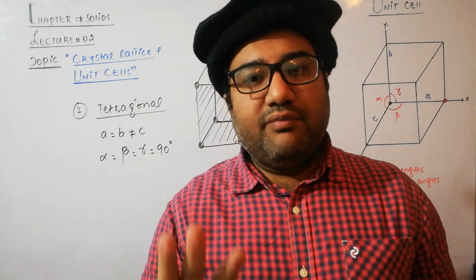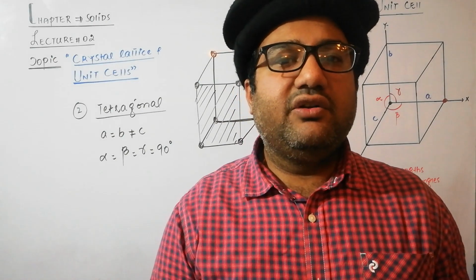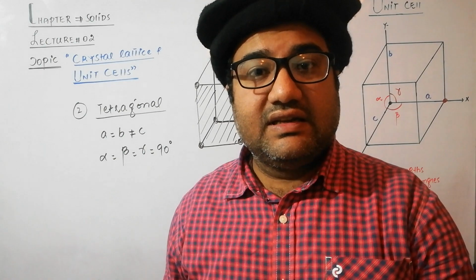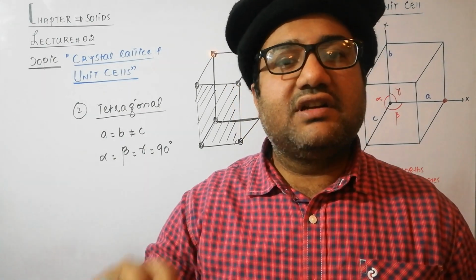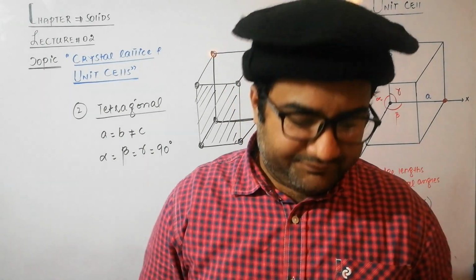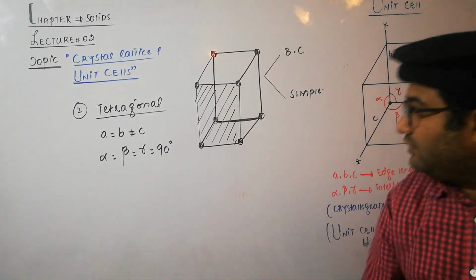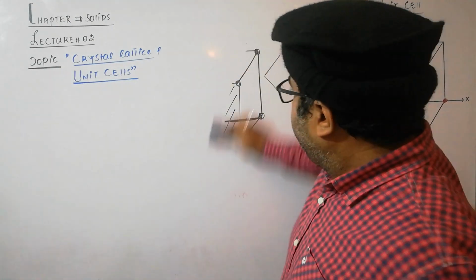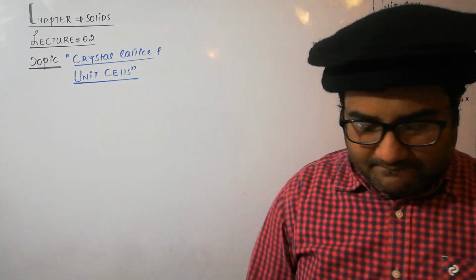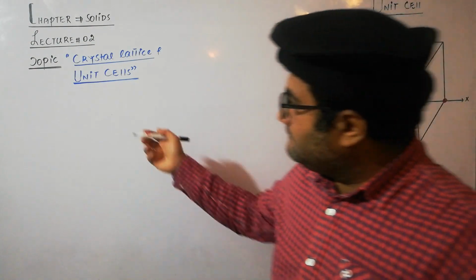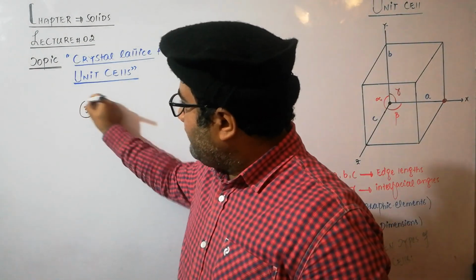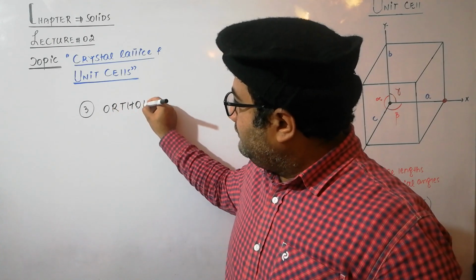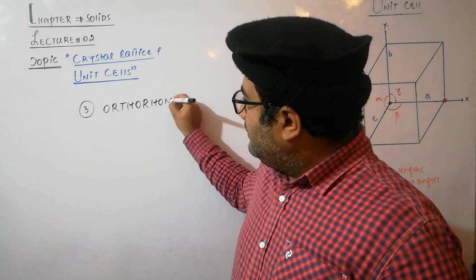The cube has 4 Bravais lattices and the tetragonal unit cell has 2 Bravais lattices. So the total of the Bravais lattices is 6, and the total unit cells that we have discussed so far are 2. Now let us move towards the third one, that is the orthorhombic.